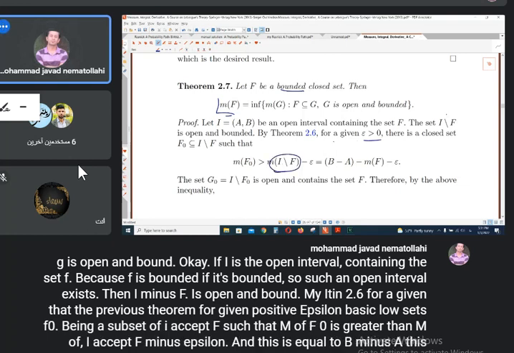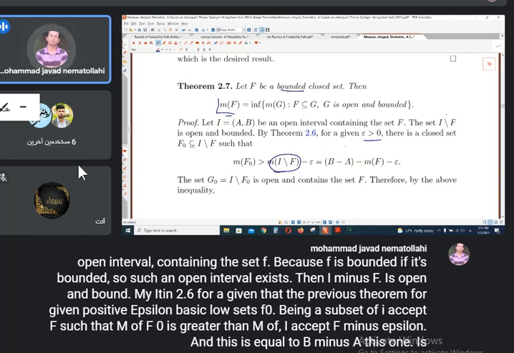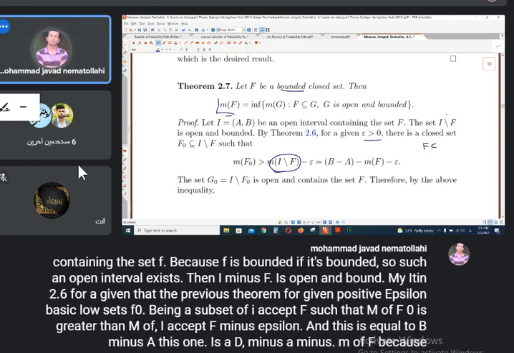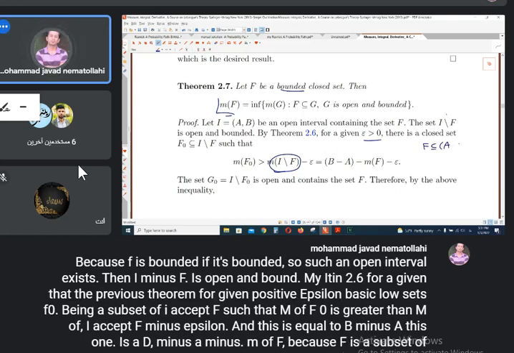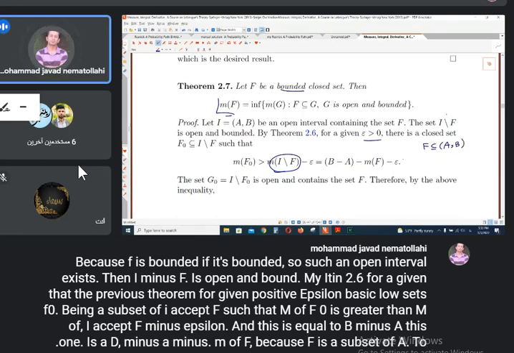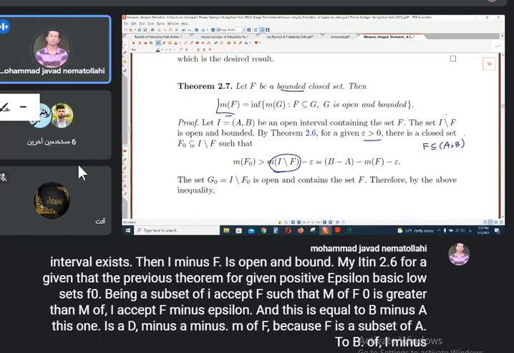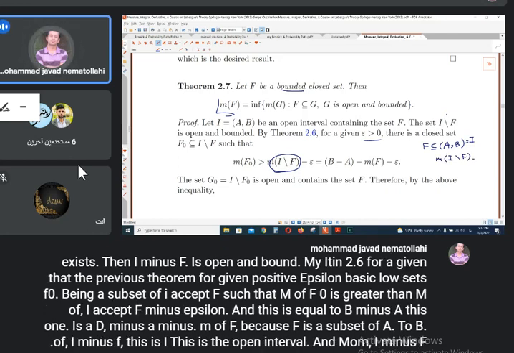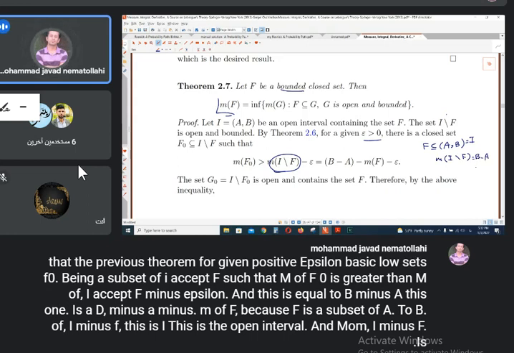And M of I is equal to B minus A. This one is B minus A minus M of F, because F is a subset of A to B. M of I minus F, this is the open interval I. M of I minus F is B minus A minus M of F. Okay? And we have minus epsilon here.